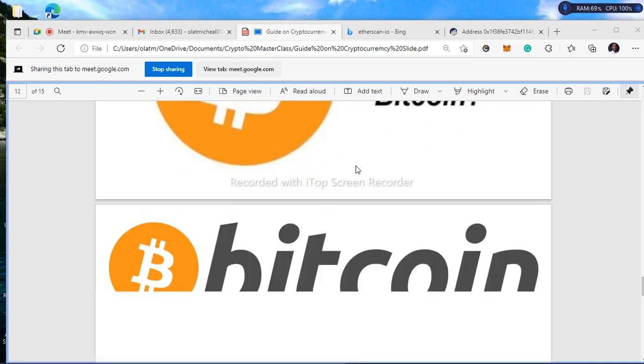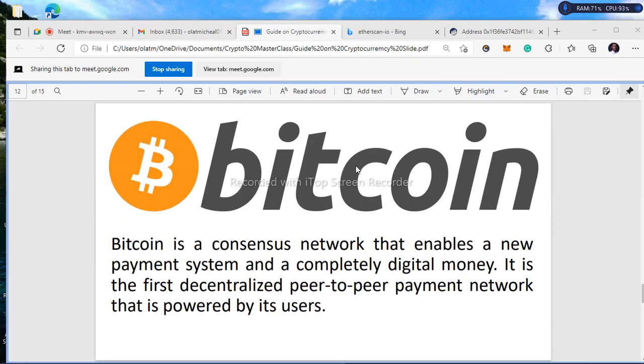Bitcoin says it is a consensus network that enables a new payment system, and it's completely digital money. Now, this is where digital money came into place. Before the advent of Bitcoin, other people had been trying to develop digital money, but they all failed woefully for certain reasons. But Satoshi Nakamoto was the first person to successfully develop a digital form of money, which is Bitcoin, which is what we are using to date.